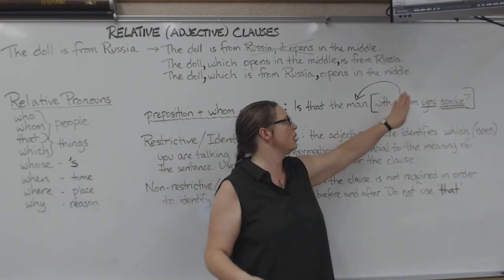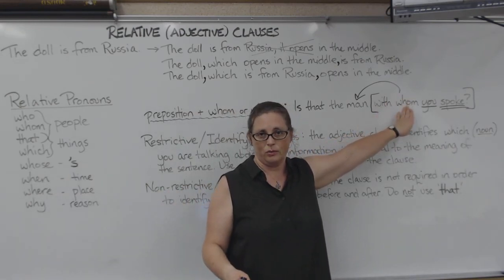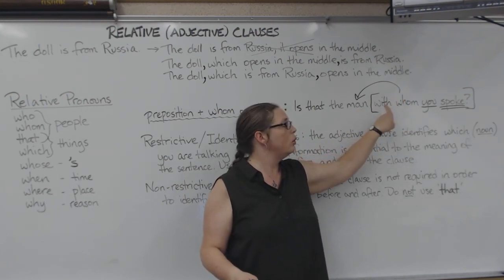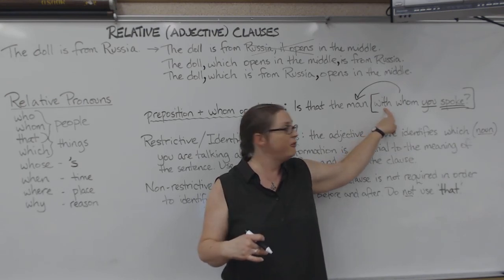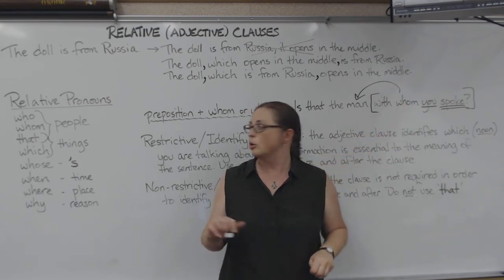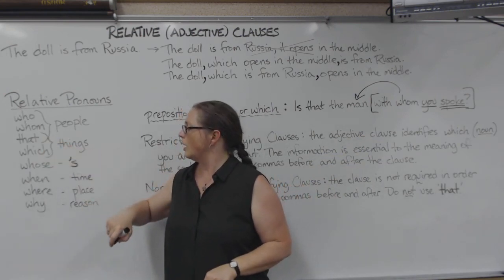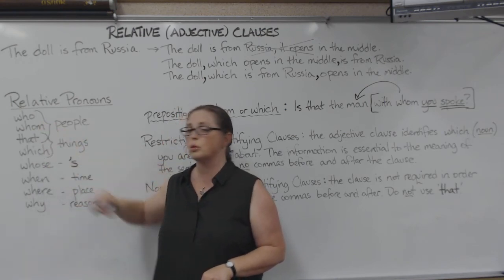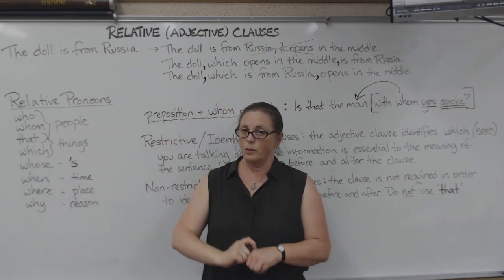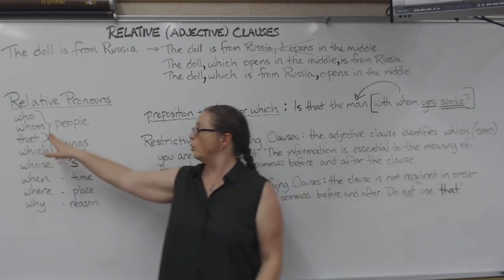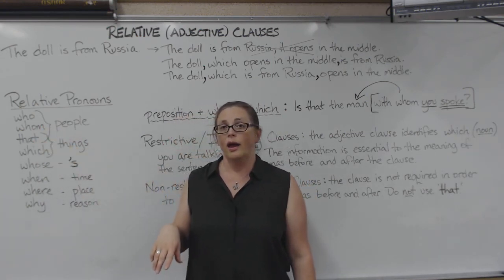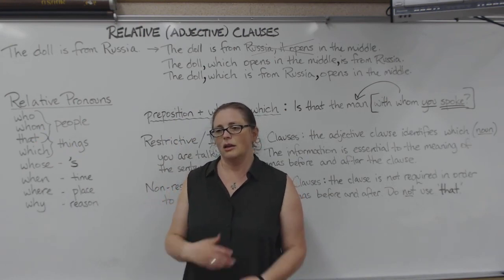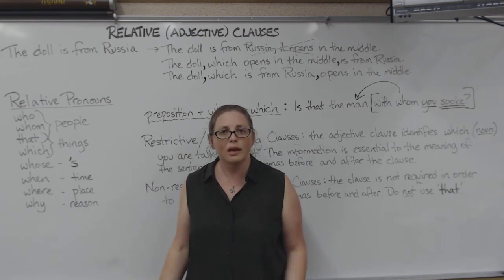So here's the preposition and here's the relative pronoun. The man with whom you spoke. When you have a preposition before the relative pronoun, you cannot use that. You cannot use who. You can only use whom for people, and you can only use which for things. Now, some of you may have learned about using whom for people. I'll tell you, it is very rare to do that today in most common English.